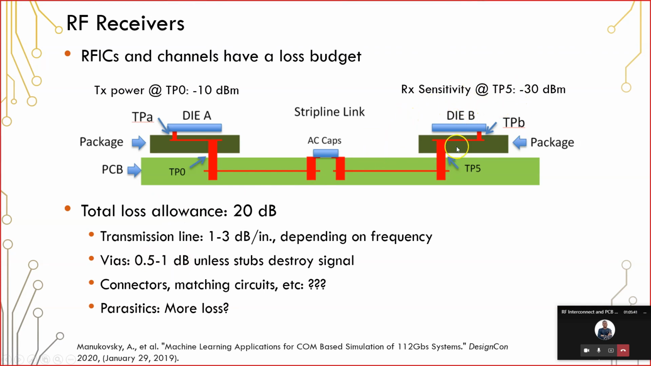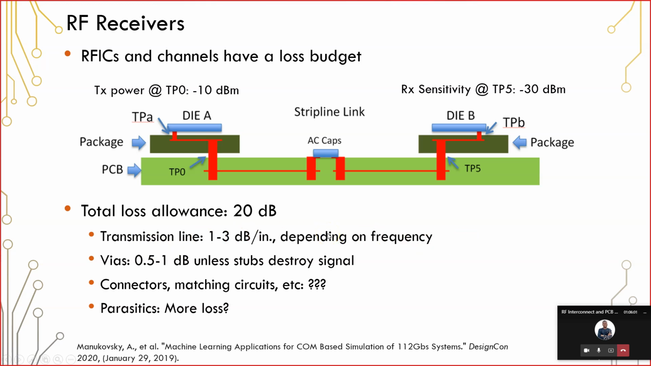So essentially, as long as the power is above the receiver sensitivity, so just for example, negative 30 dBm in this particular example, then we know how much loss we can tolerate on this channel. So that's another important value to know, because that's going to determine how long you can make this channel.